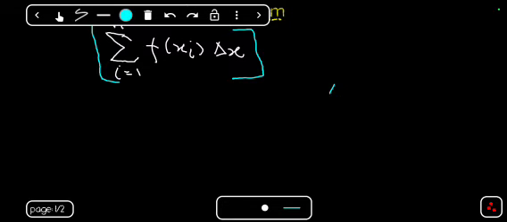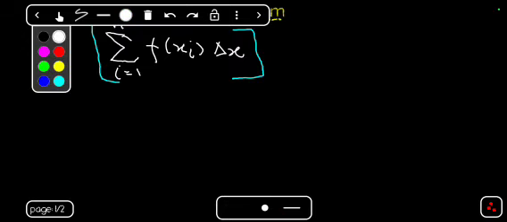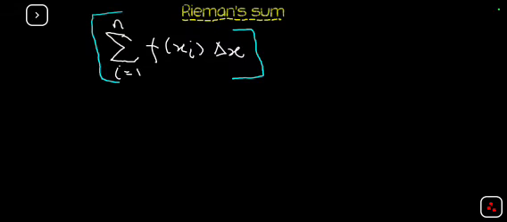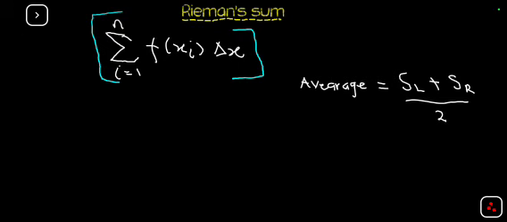Let me use the color white. It's just the average of Riemann's left hand sum, let's denote it by S sub L, plus Riemann's right hand sum, all over 2. So this is it, the average. This will give us the approximate of the actual area. And now the change in x.